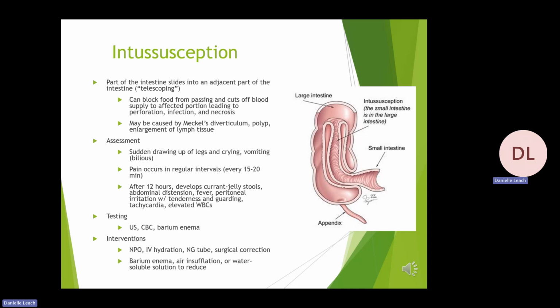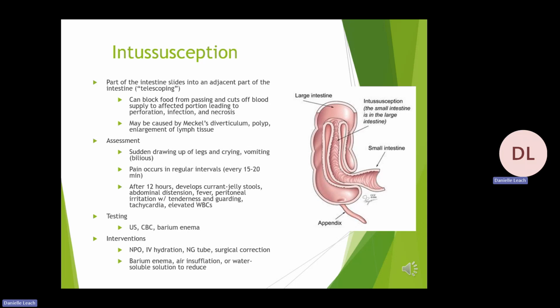So when this sort of telescoping occurs, it cuts off blood supply to the affected portion of the intestine, which can lead to perforation, infection, and necrosis of the bowel tissue. Obviously, when this is telescoped into another section of the bowel, it's also going to block food or fluid or stool from passing through that area and can cause an intestinal obstruction. So it's the most common cause of an intestinal obstruction in kids younger than 3 years old.